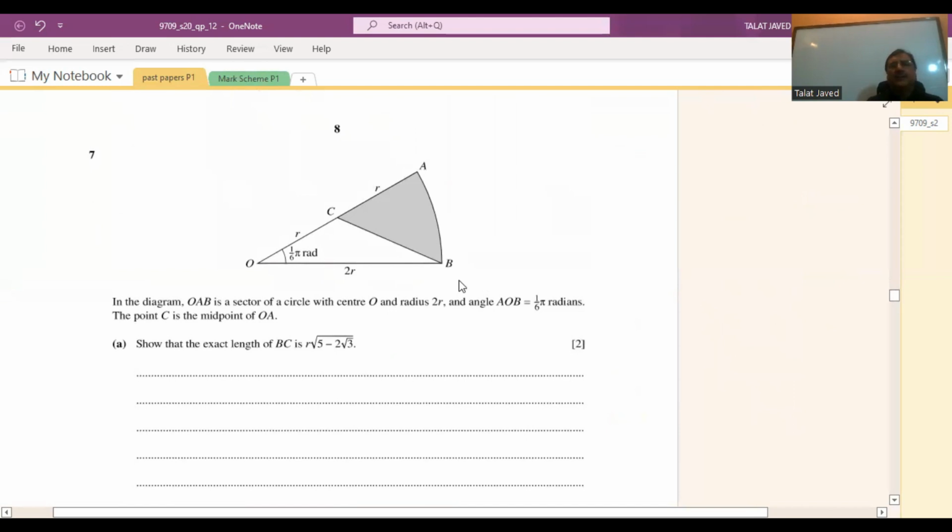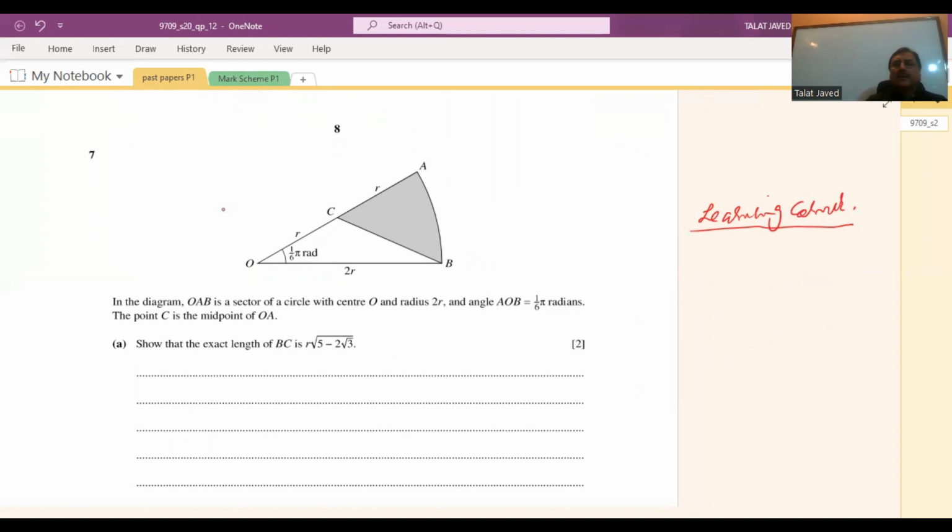Now question number 7 is of circular measure. In circular measure, you need to know the formulas, number 1, arc length.